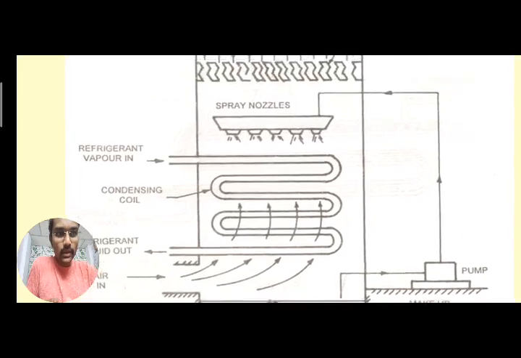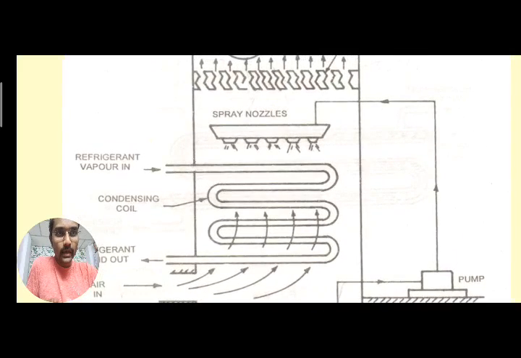Now if you observe the connection of the pump, it is making connection to the spray nozzles here. Spray nozzles are provided, and from that the water is spraying onto the tubing section provided here. Now the tubing section, if you observe, has two passages. One is where the refrigerant is coming in. So this is a condenser.